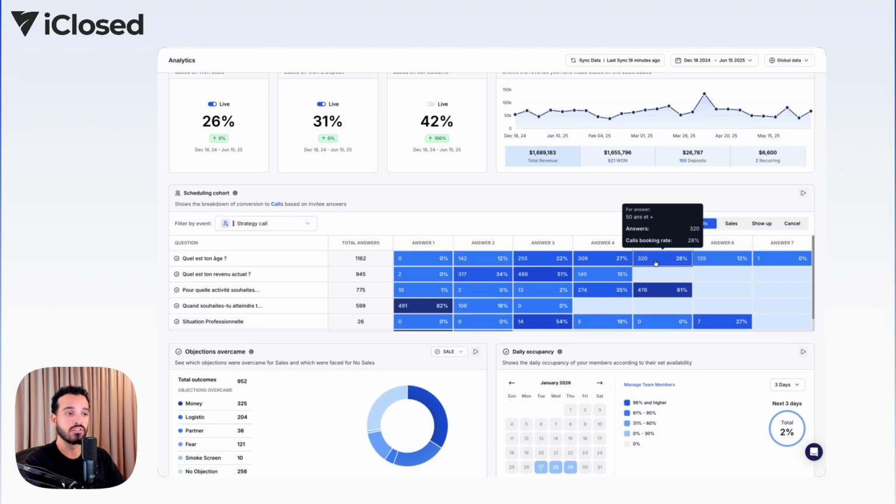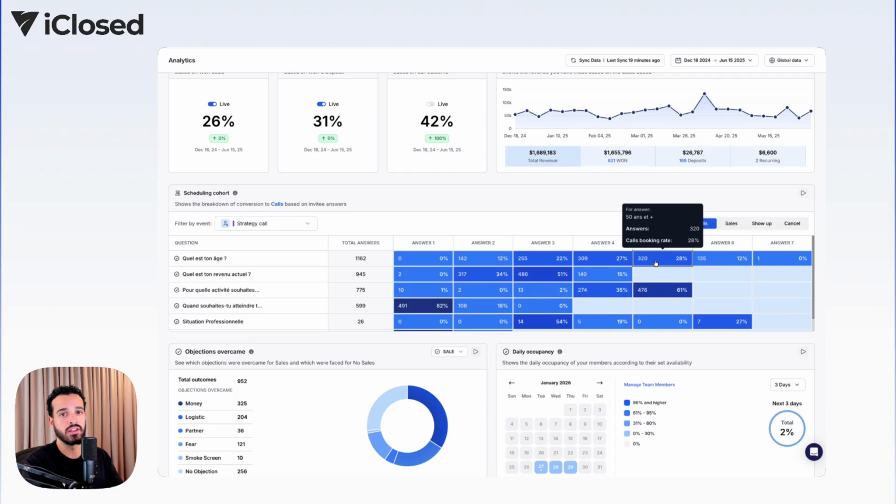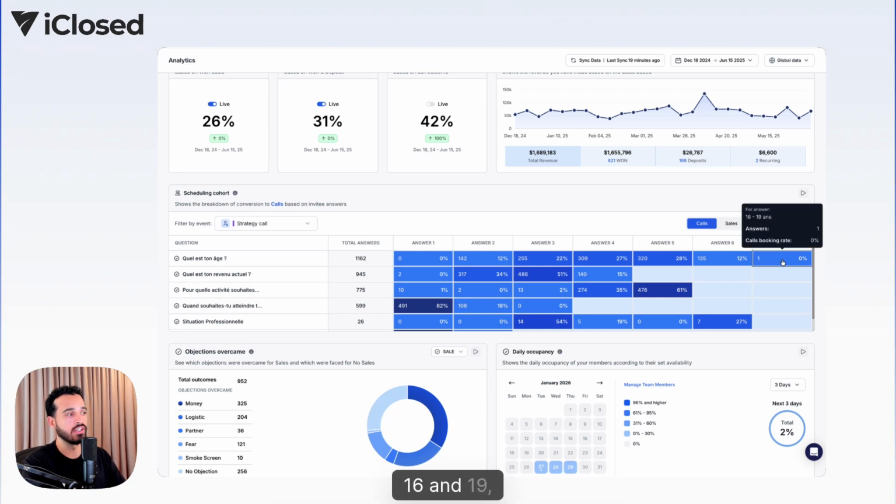So this is going to help you understand your ICP at a deeper level. This is going to help direct your marketing campaigns so that you know what a qualified lead looks like to you, right? Now, of course, over here you have, let's take this example, 16 to 19, we only had one person book, right? Out of hundreds.